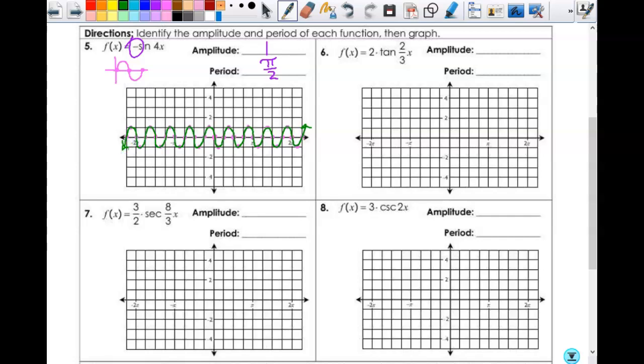All right, number 2, amplitude. There is no amplitude. It's undefined. But I do have an A of 2 that I need to pay attention to. The period for tangent is pi, so when I divide it by 2/3, I get 3 pi halves. My tangent parent function looks like this.